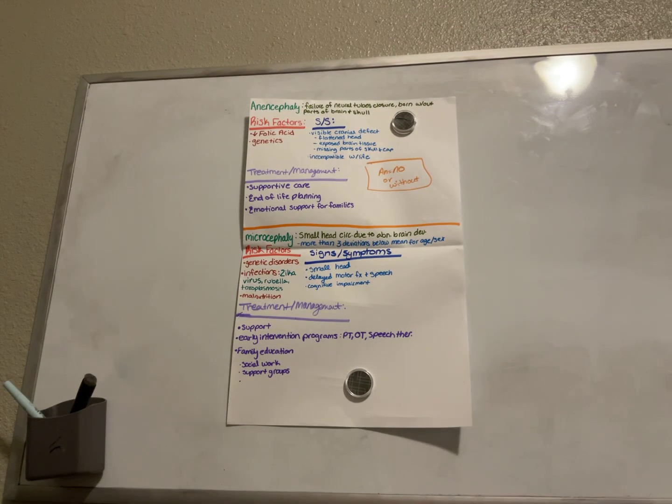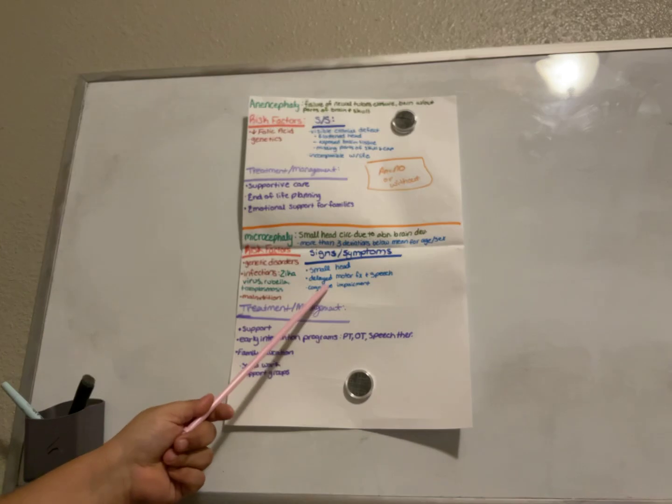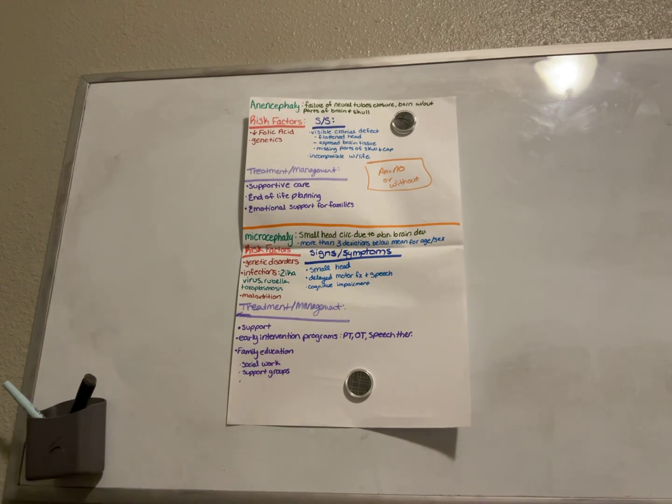So some signs and symptoms, obviously it's a small head, and then delayed motor function and speech, and then cognitive impairment. So whenever the head is small like that, it's not giving enough space for the brain because it has abnormal brain development. So the brain is small as well, so they're not going to be able to do these typical things that we usually do.